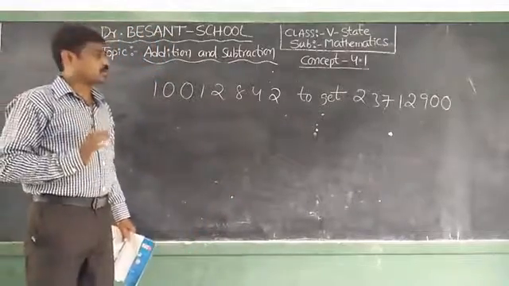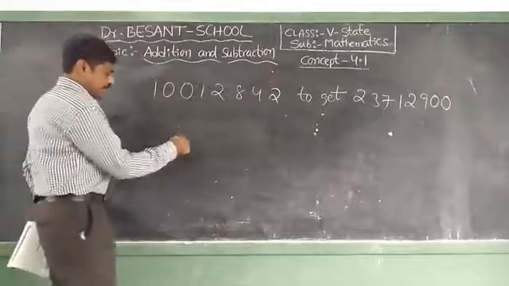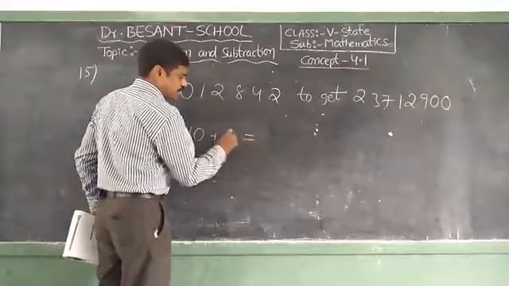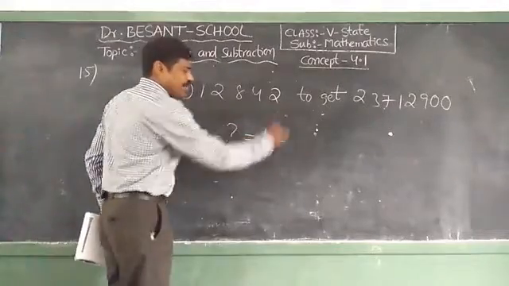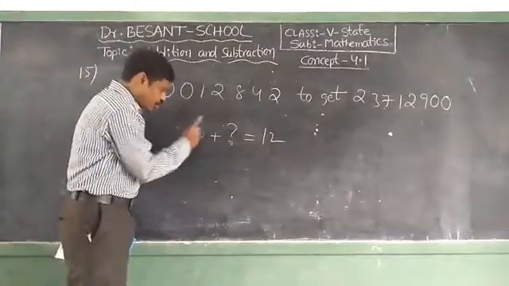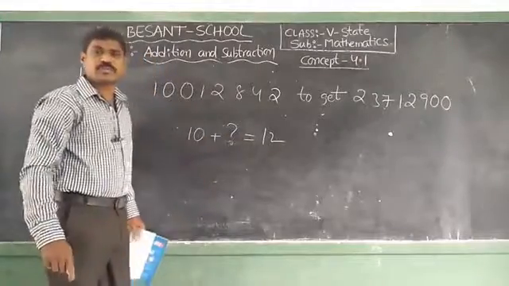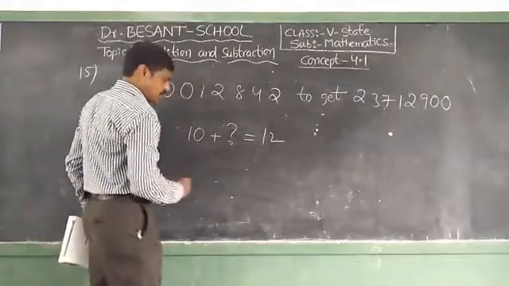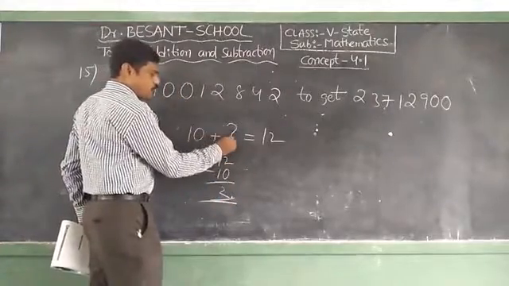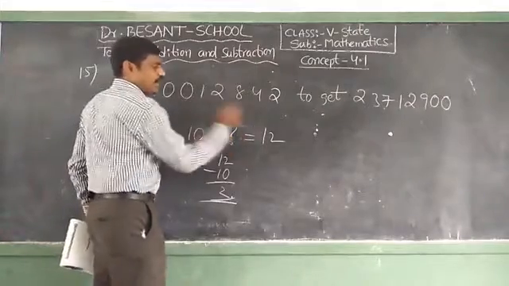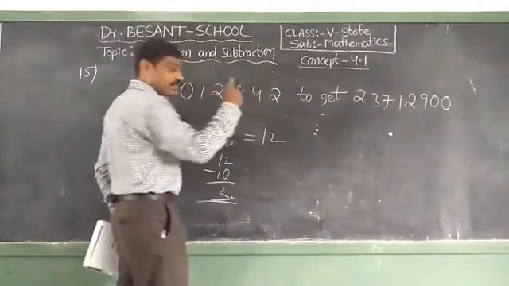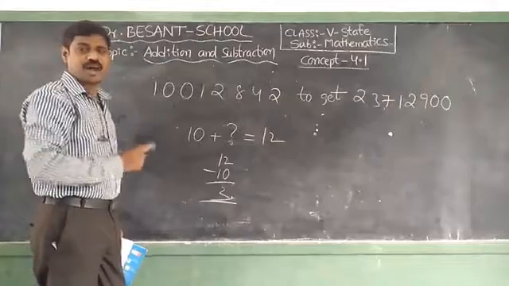Suppose there is 10. What should be added to this number to get 12? Then what can we do? We should get 12. Then we have to do 12 minus 10, that is equal to 2. So if we add 2 to 10, we will get 12. So that number which is to be added, that number we have to find.